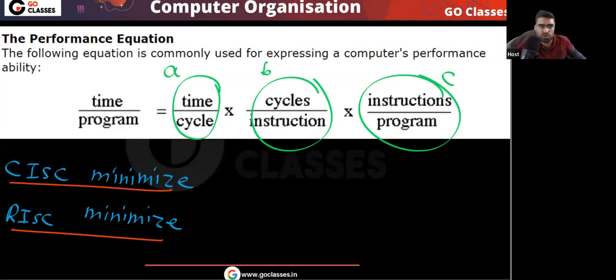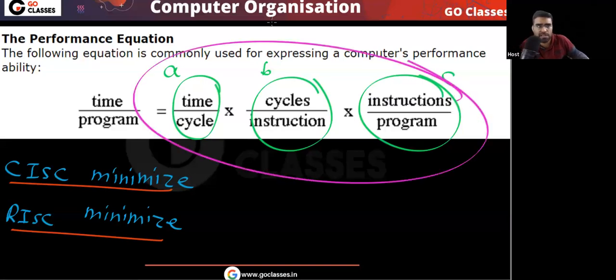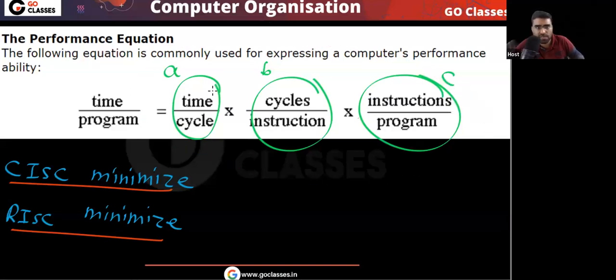This complete thing is program execution time. It means how much time you will take for any program. That is equal to how many instructions are there in this program, multiplied by how many cycles every instruction will take, multiplied by how much time every cycle will take. So these are the quantities A, B, C. You tell me what CISC will minimize and what RISC will minimize.